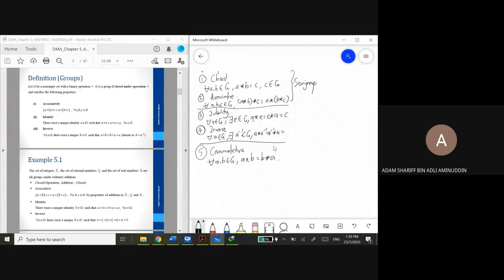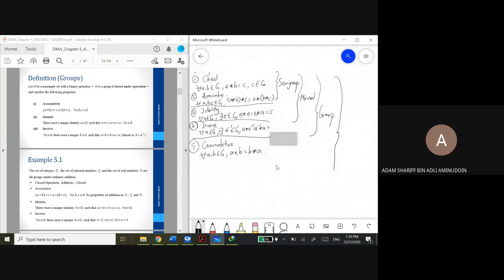But if it satisfies closed, associative, and also identity, we call it a monoid. So the smallest abstract algebraic structure that you learn is the semigroup, then the monoid, a little bit larger. Then you have group. Next, you have abelian group.